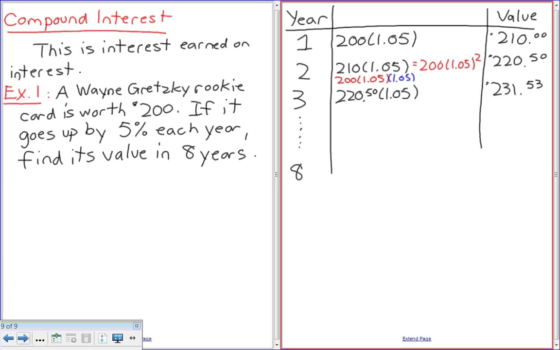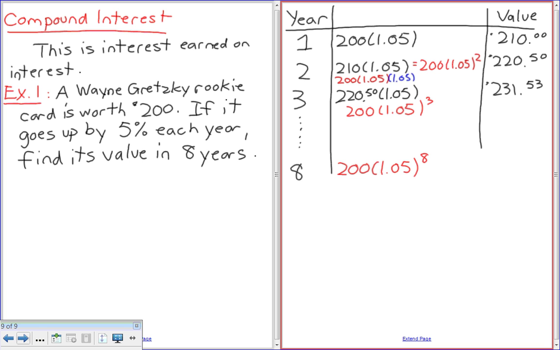Good. Lovely. Okay. So this one here, what would number 3 be? The same thing, okay? So this is going to be 200 times 1.05 cubed, right? That should give us 231.52, approximately. Yes? So what's the 8th year going to be then? Very good.